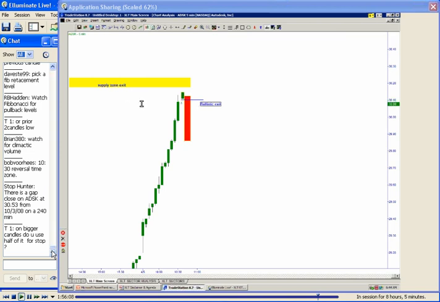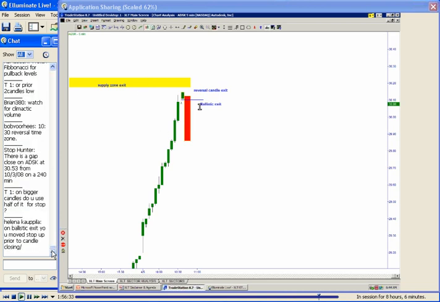Okay, so we have either the ballistic exit, a supply zone exit, or this. If you get a reversal candle exit, preferably in a supply zone, because we don't want to be fooled by just some random little reversal candle. It needs to be a solid reversal candle in a supply zone. There's no doubt about it, that's it, we're done, we're out. Otherwise, we're using that ballistic exit.